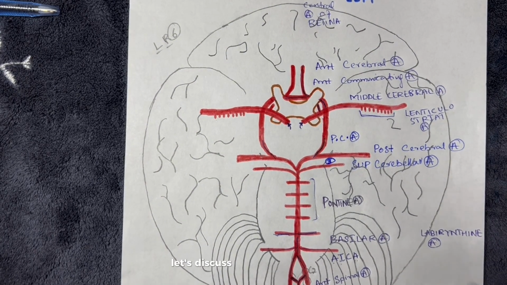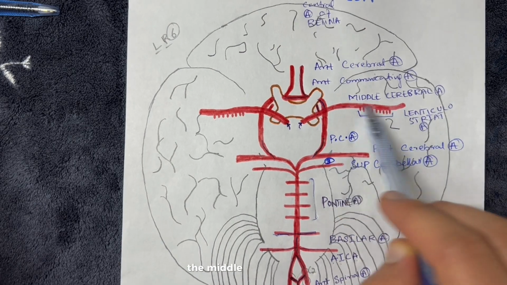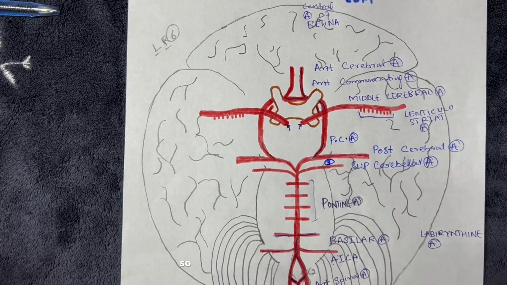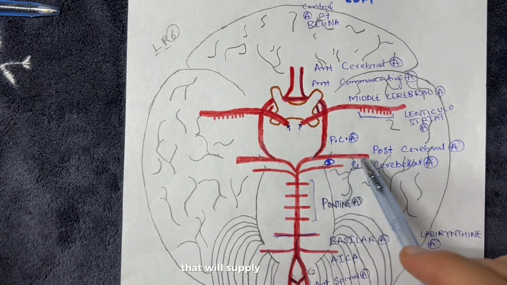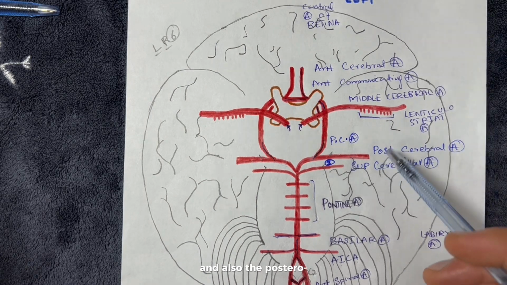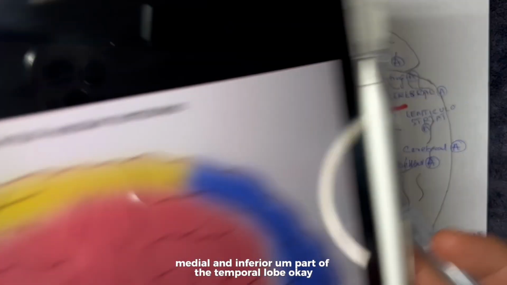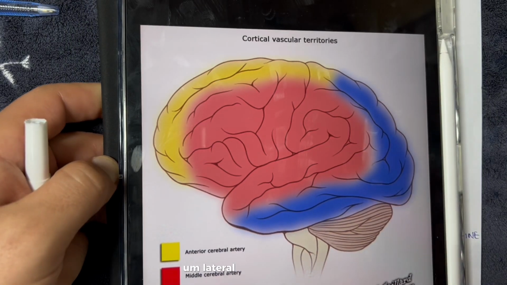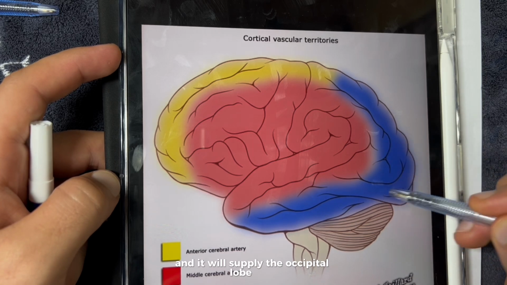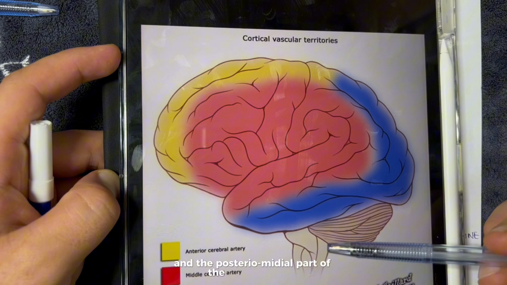Okay, so let's discuss the blood supply of the major arteries here: the posterior cerebral artery, the middle cerebral artery, and the anterior cerebral artery. The first one is the posterior cerebral artery. As the name indicates, it will supply the occipital lobe, the posterior lobe, and also the posterior, middle, and inferior part of the temporal lobe. This is the lateral view of the brain, and it will supply the occipital lobe here and the posterior middle part of the temporal lobe.